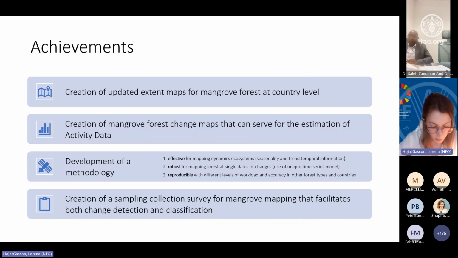To conclude, I will just highlight that this methodology is effective for mapping dynamic ecosystems, as seasonal and trend temporal information is used in the classification, and is robust for mapping forests both at single dates and changes between 2 dates, as time series models are used in the classification and these are unique. And this avoids stochastic change or atmospheric changes when using independent time series for both years.